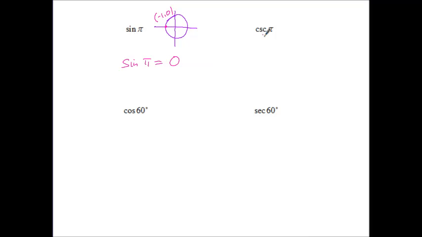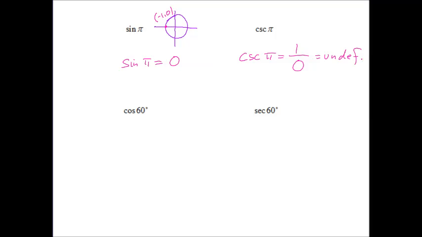Next, we're supposed to find the cosecant of pi. It's the same angle, and all it is, it's the reciprocal function. So the cosecant of pi is 1 over the sine. That's 1 over 0, but as you know, that's not possible, so that is undefined.